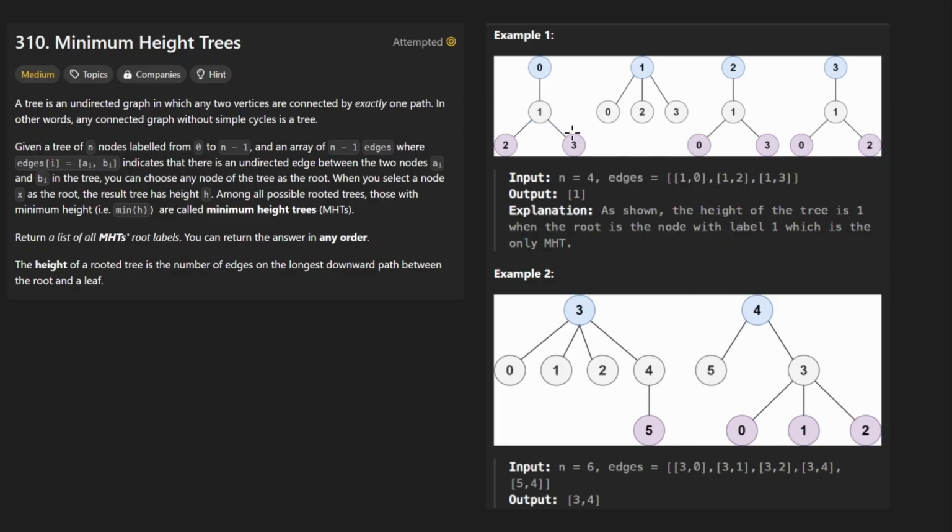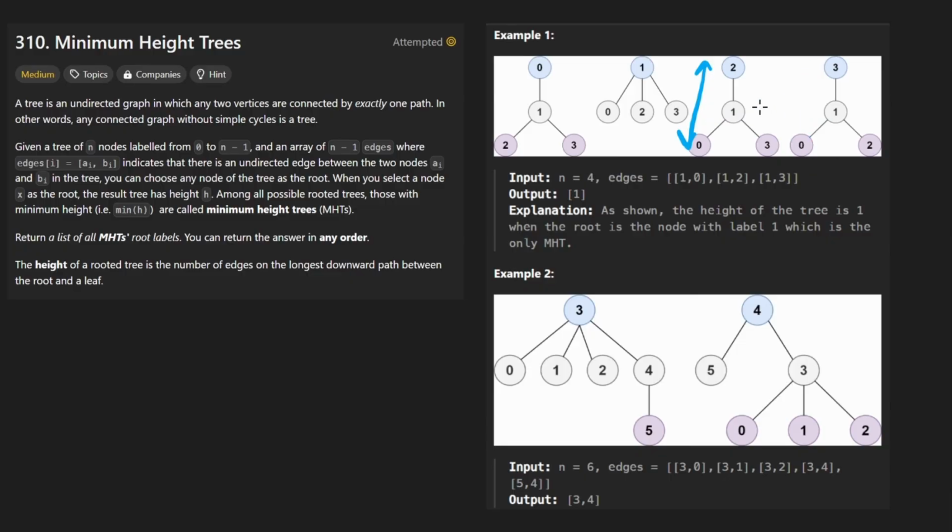But continuing, if we were to pick any of these nodes as the roots, which you can see that they've pretty much done here. So this is the graph that we were given, 4 nodes, and these are the edges. Consider if 0 was the root of the tree. Well, the height of the tree would then be 2. If 1 was the root of the tree, the height would be 1. If 2 was the root of the tree, the height would again be 2. Same thing over here, the height would be 2.